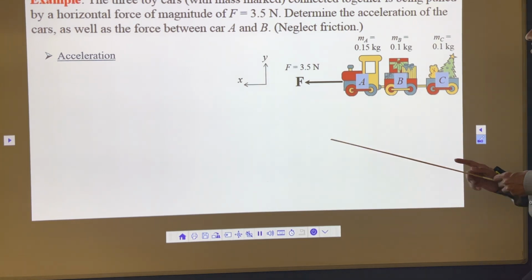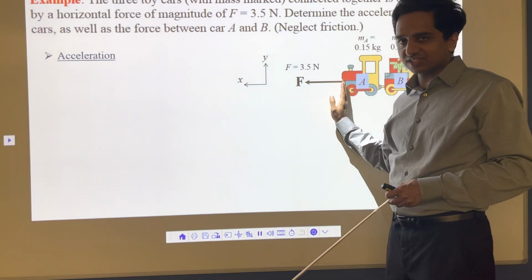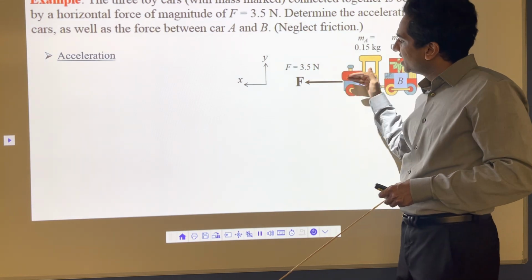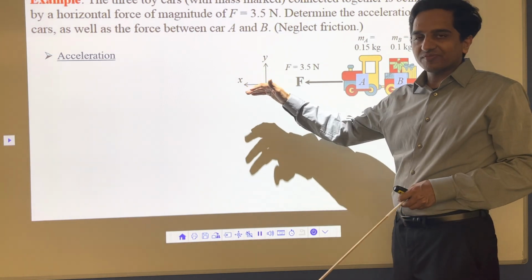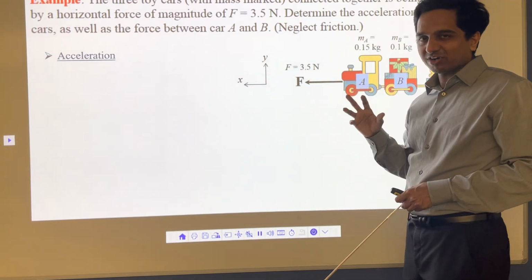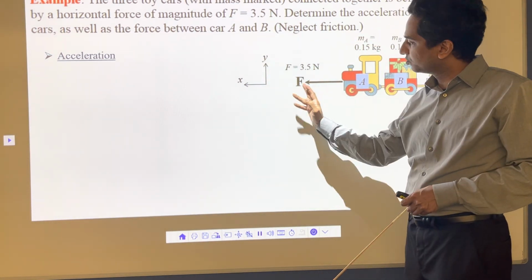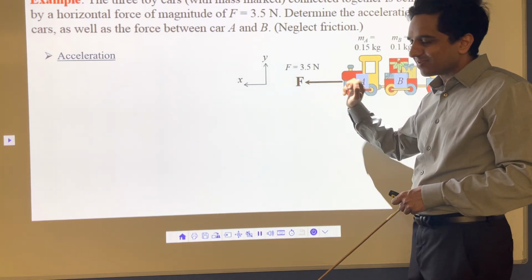So for convenience, initially it starts from rest, a constant force of 3.5 is applied, and it's going to move with some acceleration. We want to find out what is that constant acceleration with which it's going to move after applying this force. This is an unbalanced force.